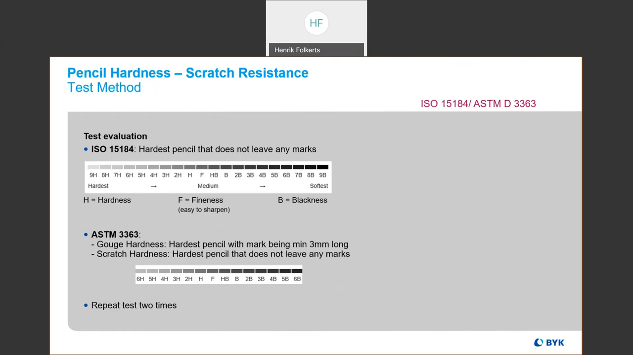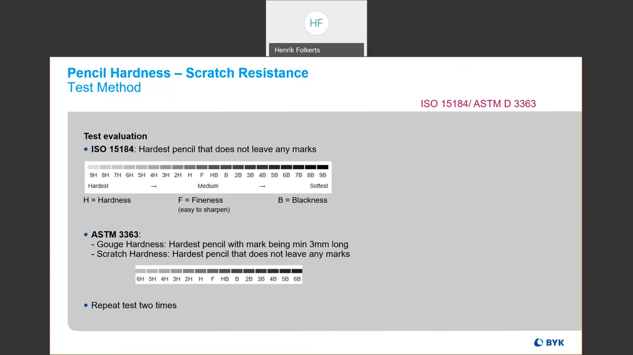And the pencil set consists of pencils from grade 9H to 9B, H being the hardest and B being the softest grade. B stands for blackness, means the softer the pencil gets, the darker it will look like. Medium is an F-type, which is very fine. F stands for fineness and is easy to sharpen.